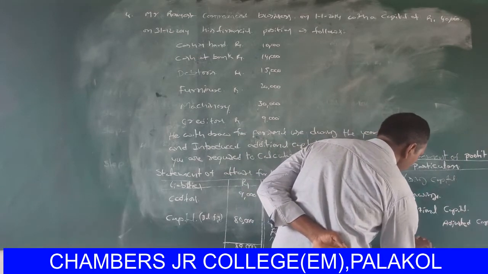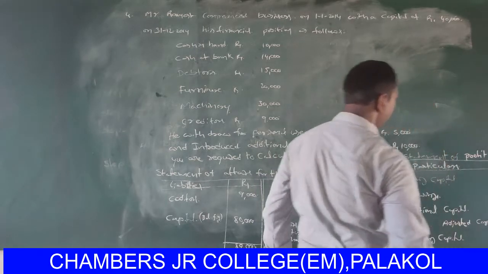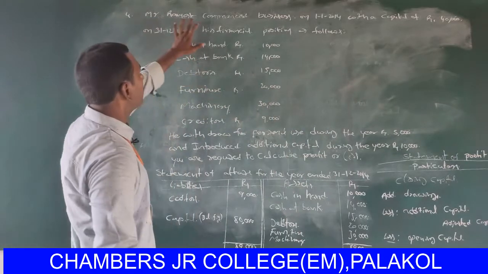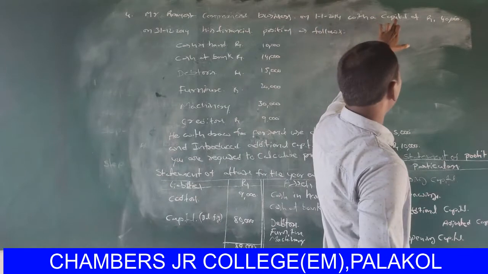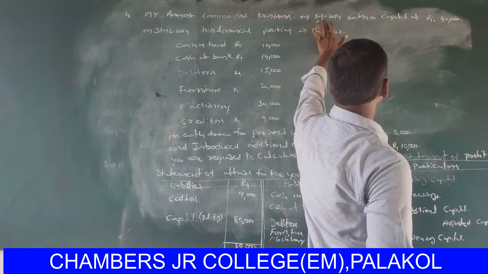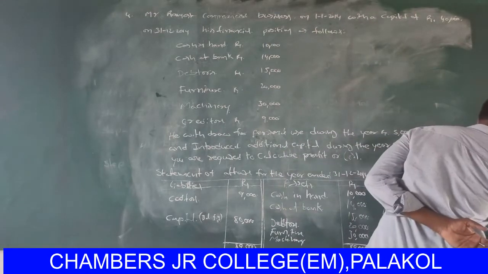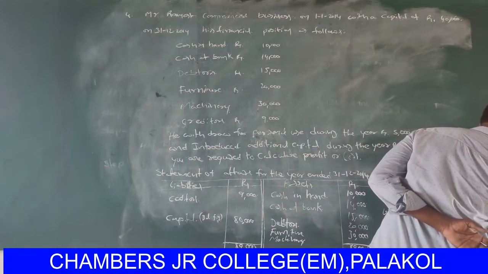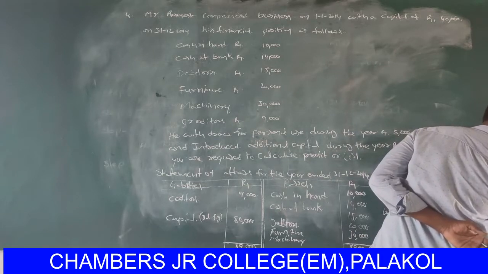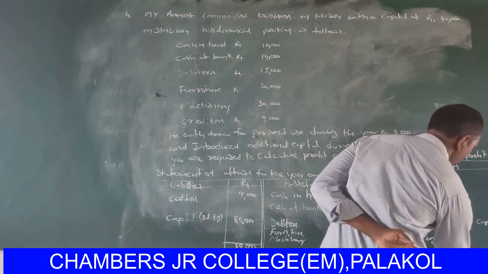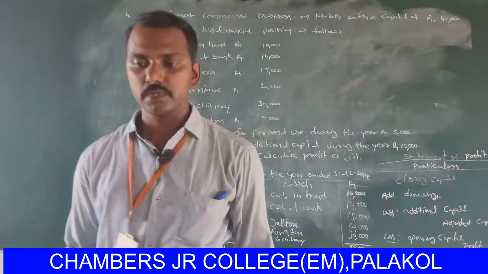Less opening capital. Here the opening capital: Mr. Ramesh commenced business on 1/1/2014 with a capital of rupees 40,000. This is opening capital. 75,000 minus 40,000 is equal to 35,000. This is called profit.